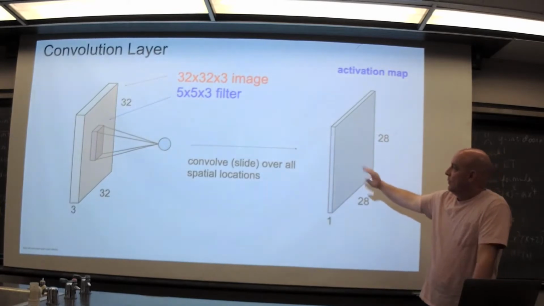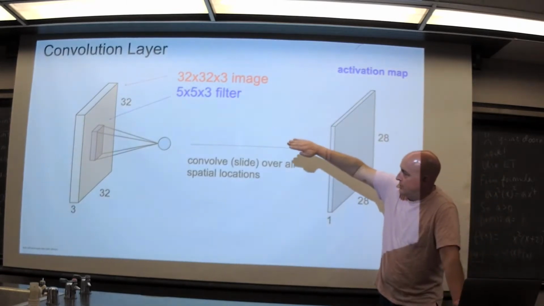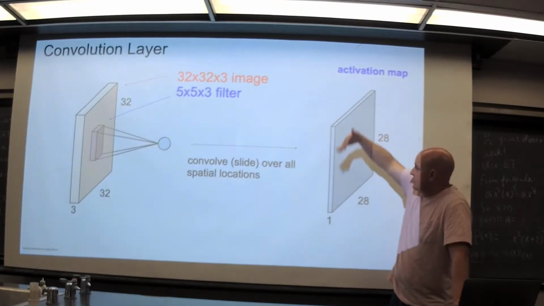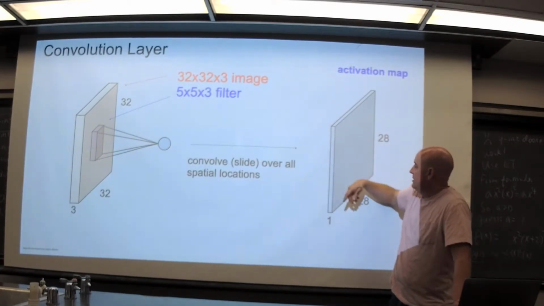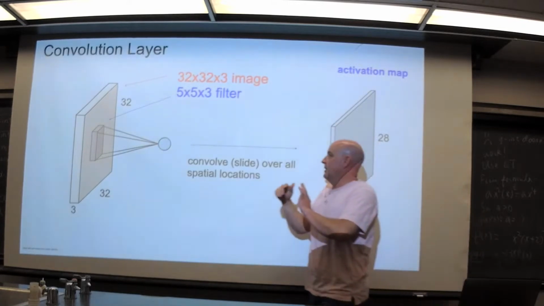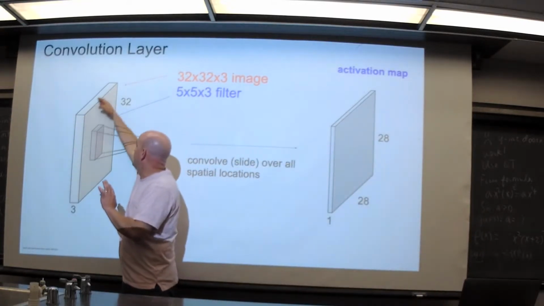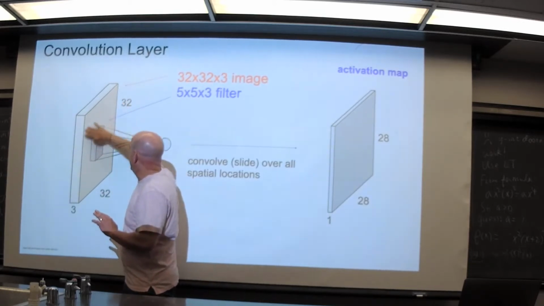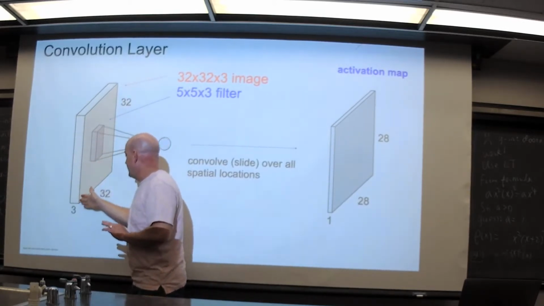And when I slide to the right, I'll now get another one here. But if I were to slide down, I get another one here. And I do this until I go from the left corner to the right corner, and start over here, one pixel down, left to right, until I get down to the bottom.